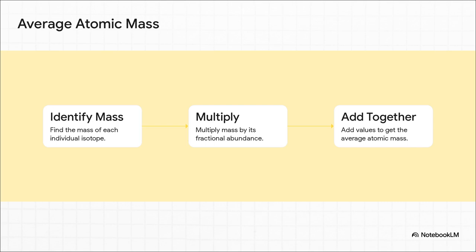To calculate it, chemists use a pretty straightforward formula. First, identify the exact mass of each isotope. Then, multiply that mass by how common it is in nature, its fractional natural abundance. Finally, you just add those values together.